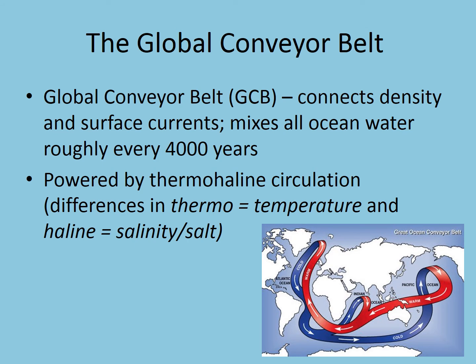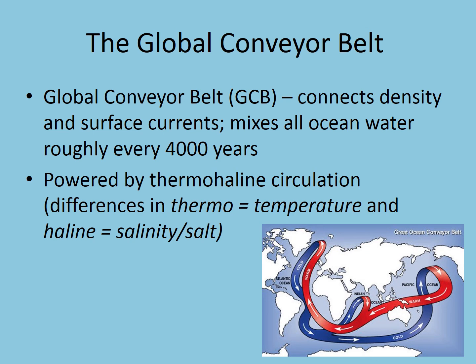Now, there is this one giant ocean current that basically connects the surface currents up on the surface and the density currents down in the deep ocean water. So earlier when I said that currents transport heat, this is one of the ways that it does. And it's called the Global Conveyor Belt, or the GCB. So this mixes all of Earth's ocean water. No, that doesn't happen overnight. There's a lot of water there, but roughly every 4,000 years. And if you think about the 4.6 billion years that Earth's been around, then 4,000 years is really a short period of time for all that water to get mixed.